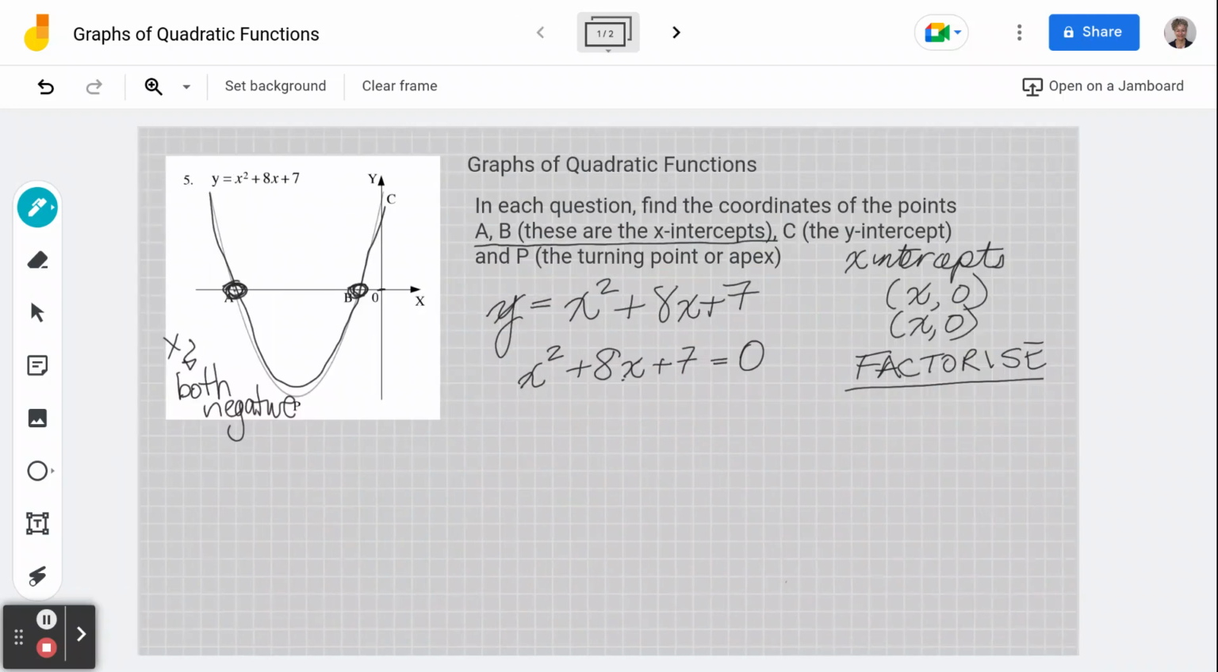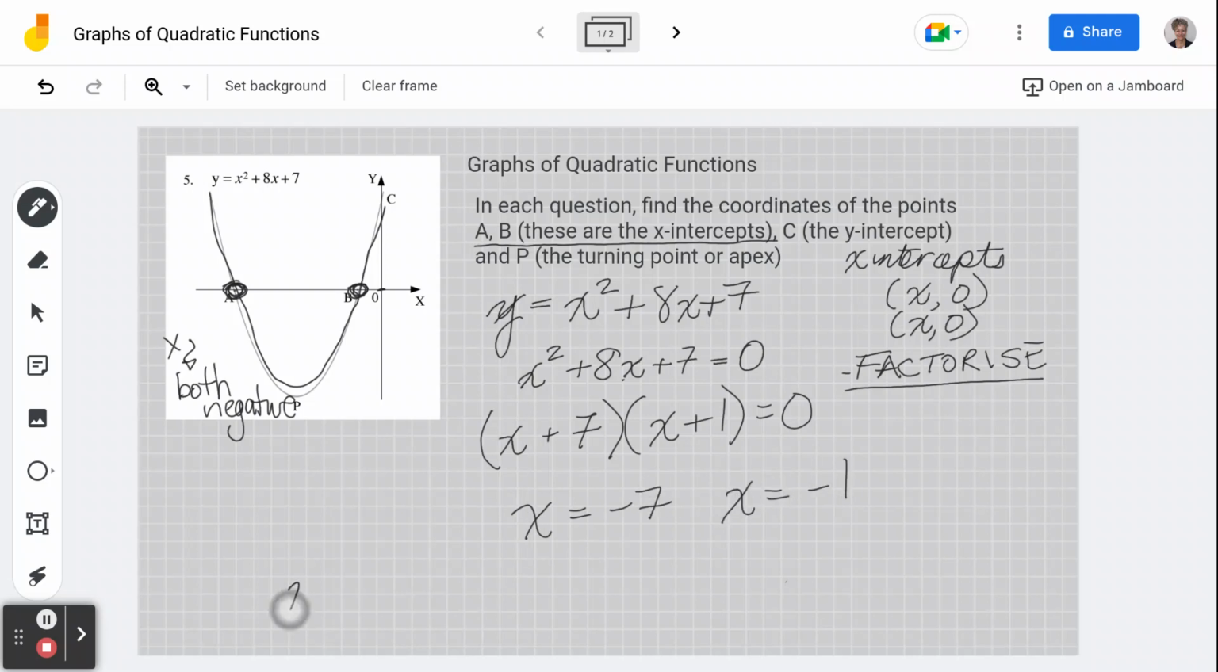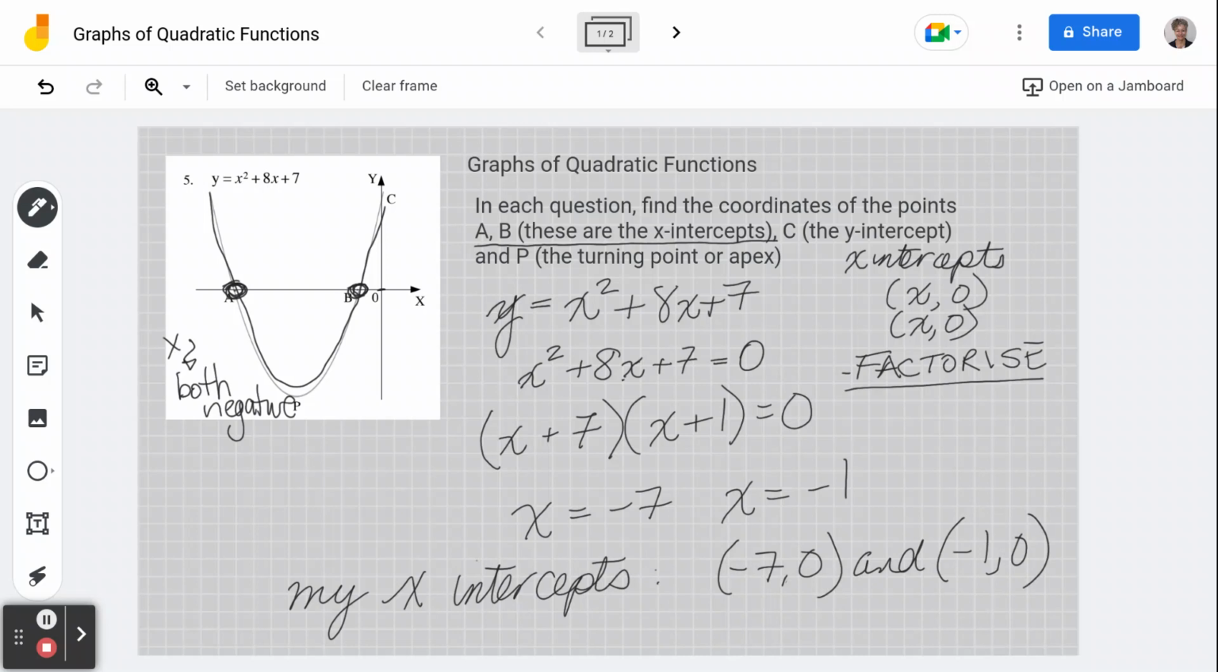Negative 7, negative 1. So for my x-intercepts, we factorize, as we've just done on the other page: x plus 7, x plus 1. Therefore, x equals negative 7, x equals negative 1. My x-intercepts, or A and B in this graph, are negative 7, 0, and negative 1, 0. Done.